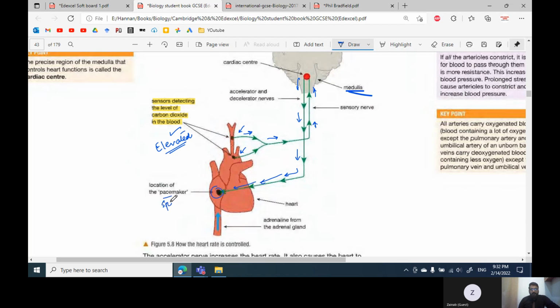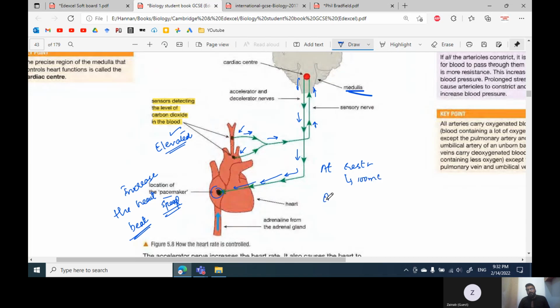Pace means speed. So if it gives the signal to the pacemaker to increase the heartbeat, the heart would immediately start beating at a higher rate. And even the volume, for example, at rest, your heart beats, and the volume that is coming out of the heart is 100 ml.